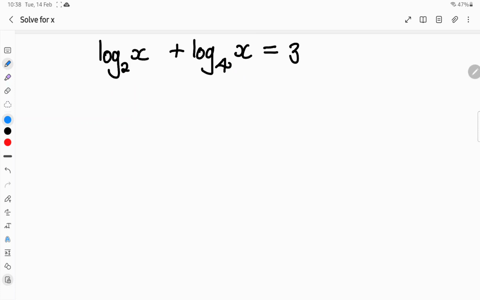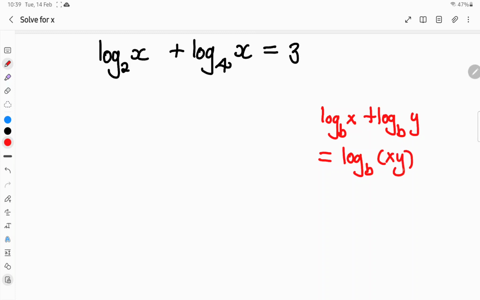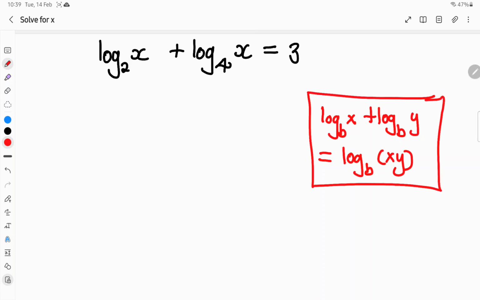are not the same. In order to apply the law that says log base b of x plus log base b of y is equal to log base b of x times y, we want to try and apply this law. But one thing we note is that the bases are not the same. So we need to change the bases to be the same.